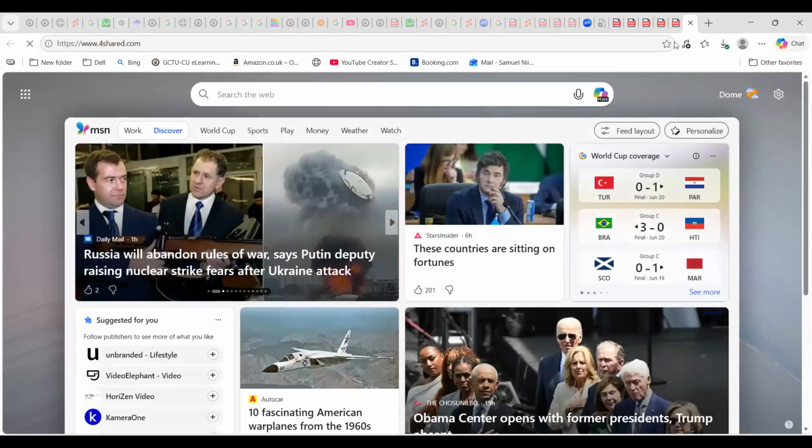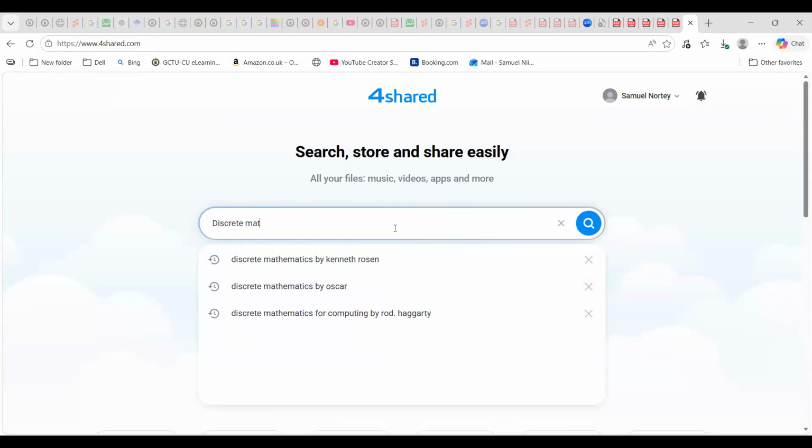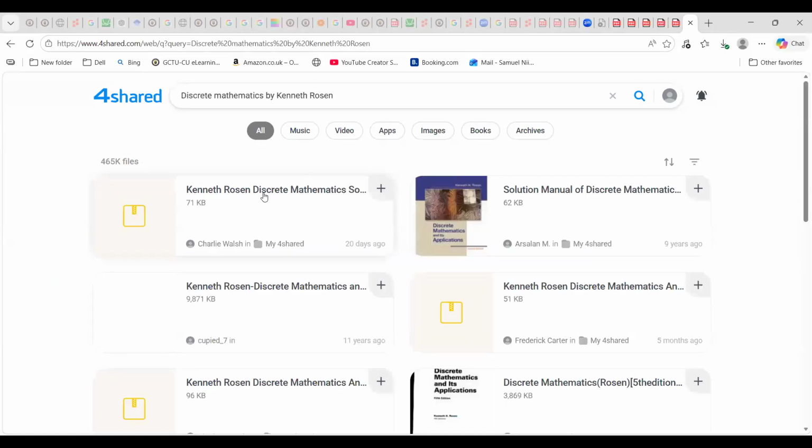Okay, so if you come here and you have a Gmail account and you type the name of the book, for example, Discrete Mathematics by Kenneth Rosen, that's one of the books that we use. You see that the book is here. That is a book and it has a solution manual and you can download it.